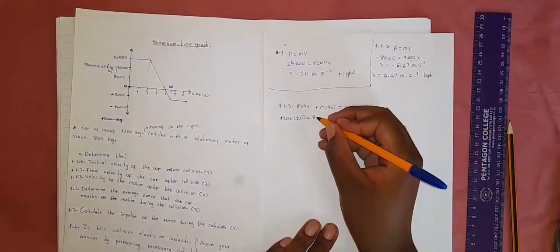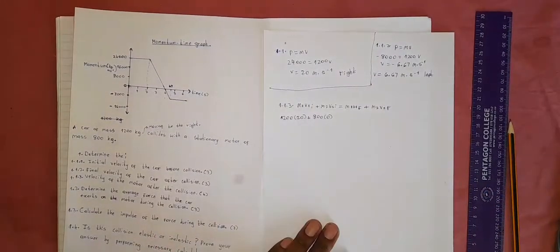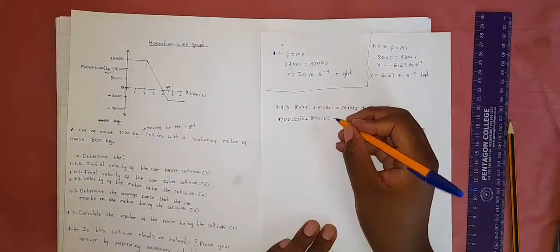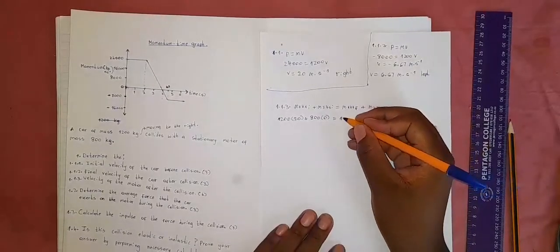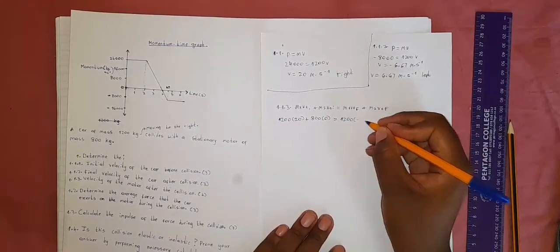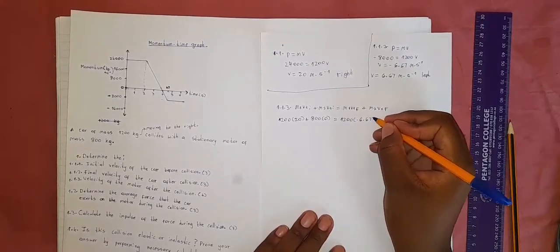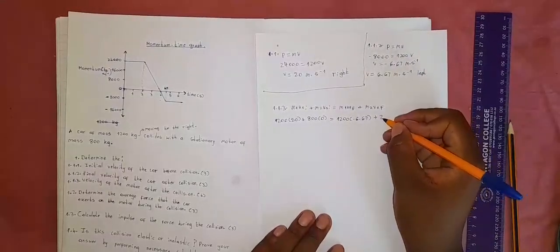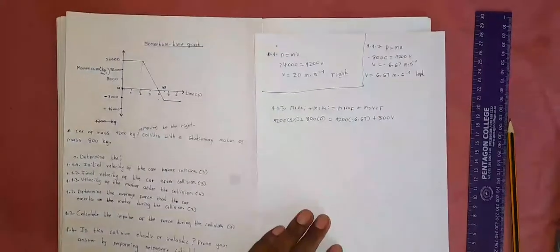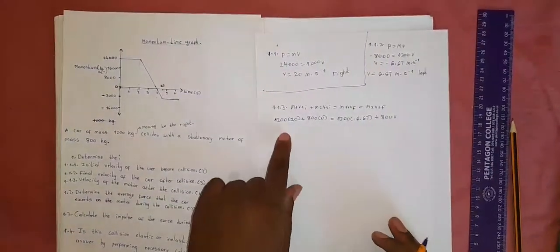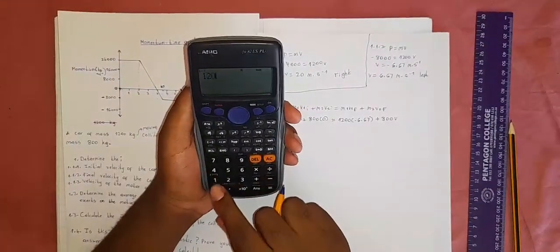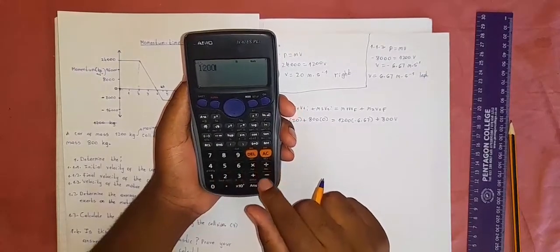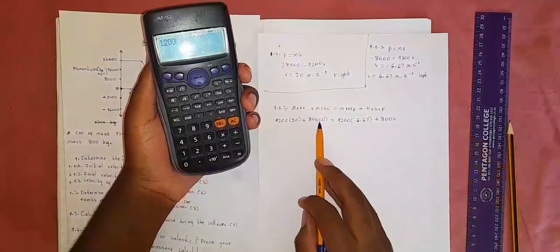So plus 800 times 0, because it was initially at rest, it was not moving, and after the collision the car moves to the left. So I'm going to say 1,200 times negative 6.67 plus 800 v. And let's say 1,200 times 20, let me do it here. 1,200 times 20 plus this here will be 0.